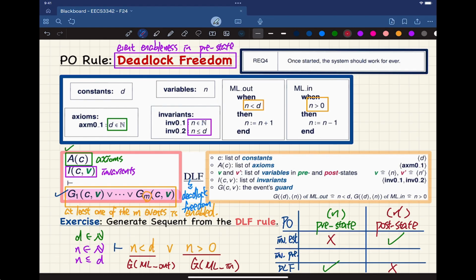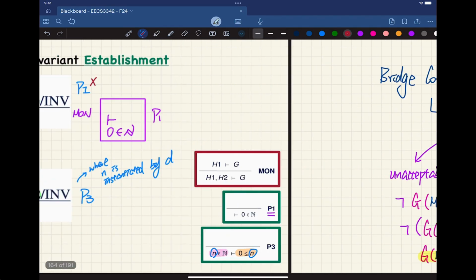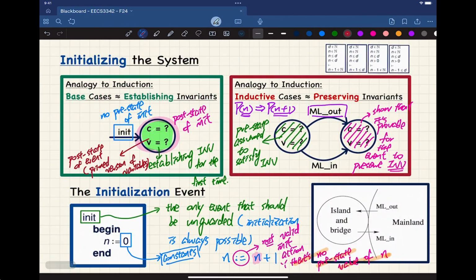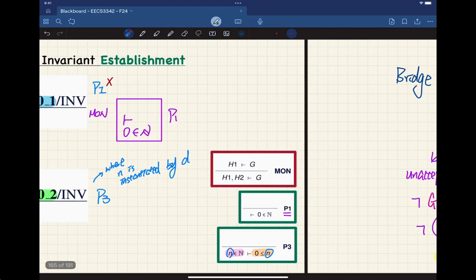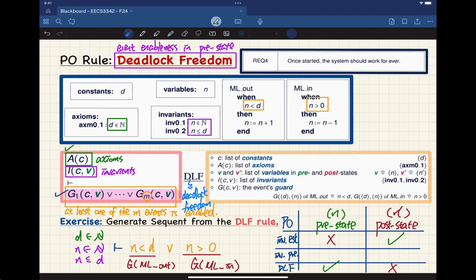How about finally, invariant preservation? What are pre and post states? Both? Yeah, I agree. Because in the invariant preservation, if you look at the diagram again, that will be an inductive case for us. So you can see that given some pre-states where the invariant is assumed to be true, we want to show that it's maintainable. Okay, so both of them are involved. So it's going to be this and this. Question?